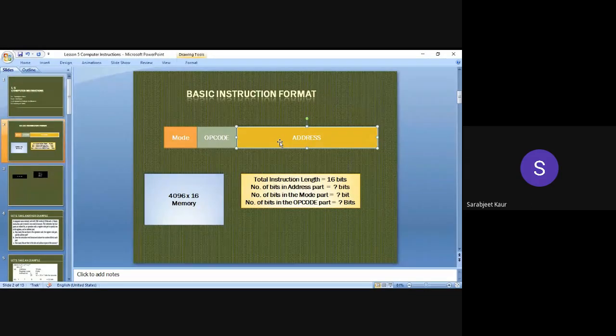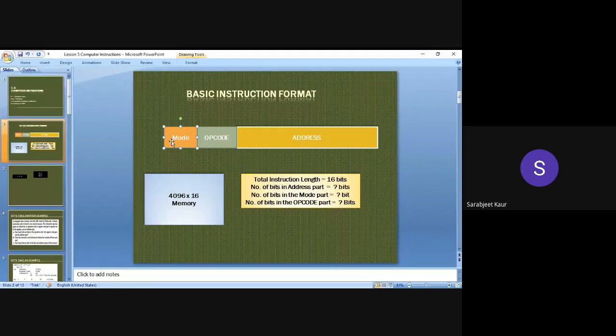Last time we saw an in-depth example of this. I explained it with an in-depth example. Any problems up till here? No, ma'am. Now, there is another part which is called the mode part. What is this mode part used for? I will let you know later.